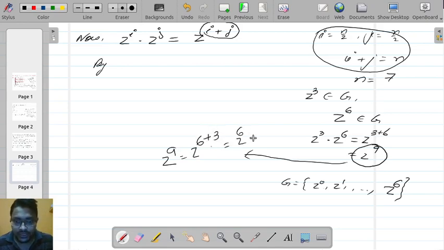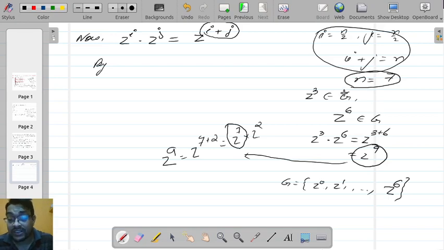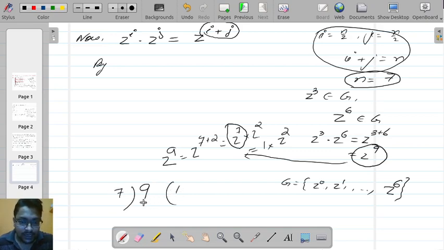So z to the power 6 into, I can write this one as z to the power 7 plus 2. So z to the power 7 into z square. But what is z to the power 7? z to the power 7 is 1, because I am considering the 7th roots of unity. So this is just 1 into z square. So here what I have done, I have divided 9 by 7 to get remainder 2. So 9 can be written as 7 into 1 plus 2.